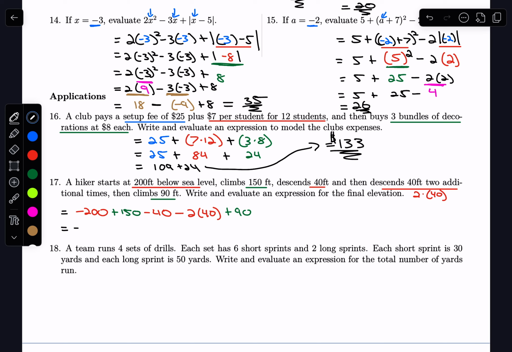So I'm going to simplify this to be negative 200 plus 150 minus 40. And then 2 times 40 is going to give me a minus 80 here, and then plus 90.